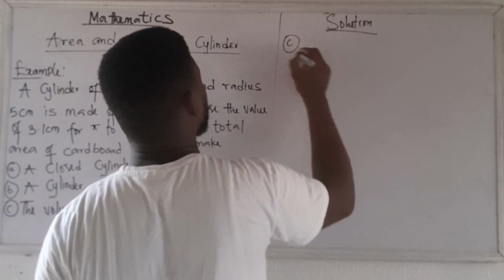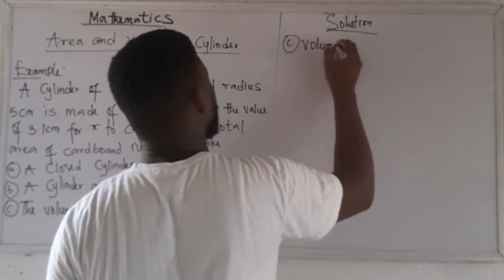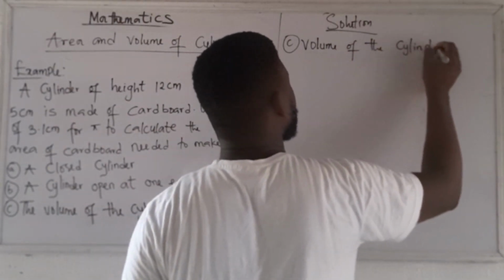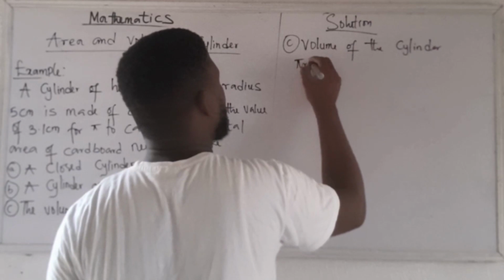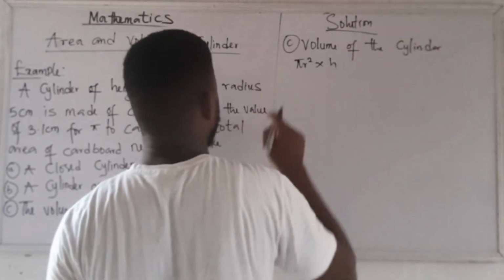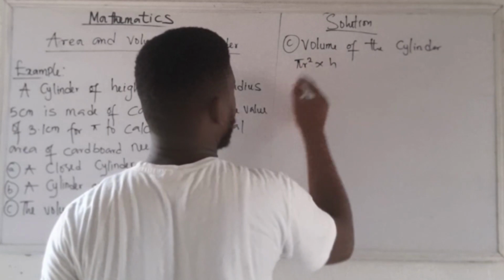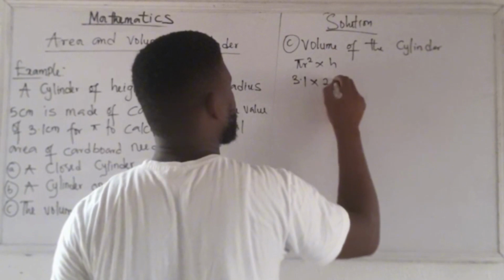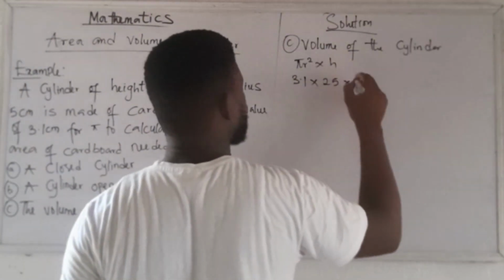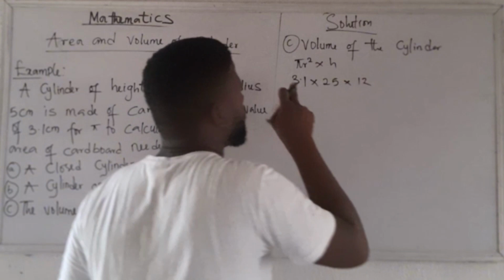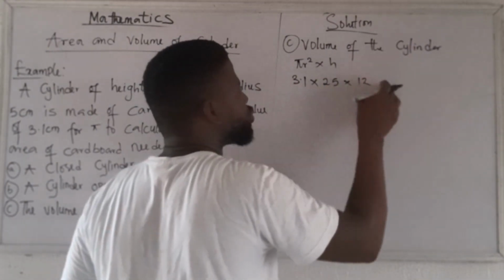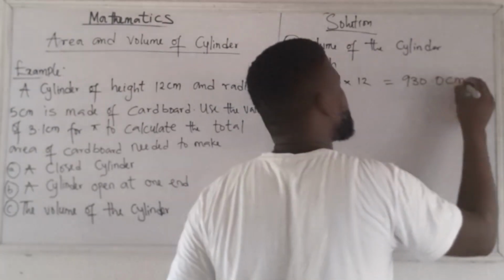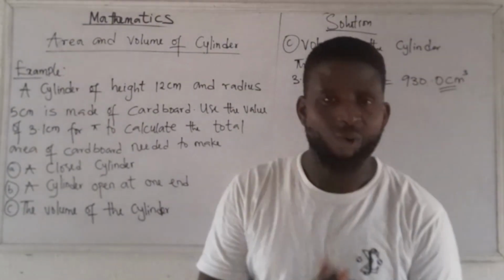And C, the volume of the cylinder is given as pi r squared times height. So we have pi is 3.1, r squared is 25, then times our height, which is 12. So 3.1 times 25 times 12 will give us 930.0 centimeter cube.